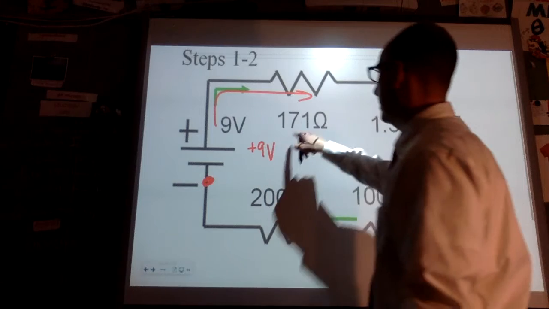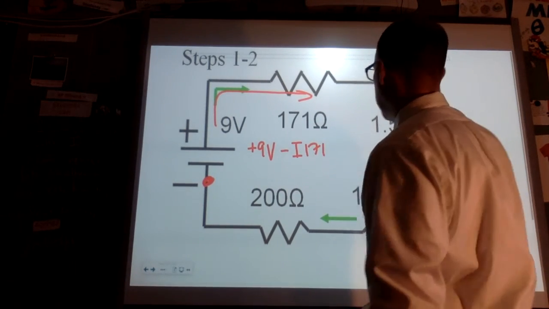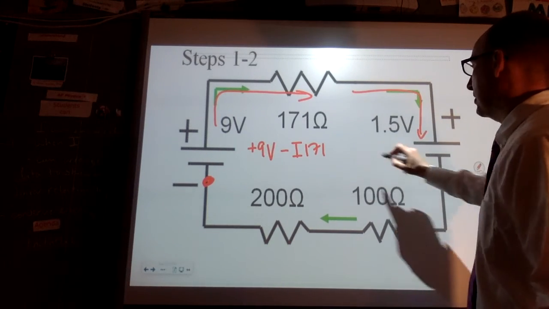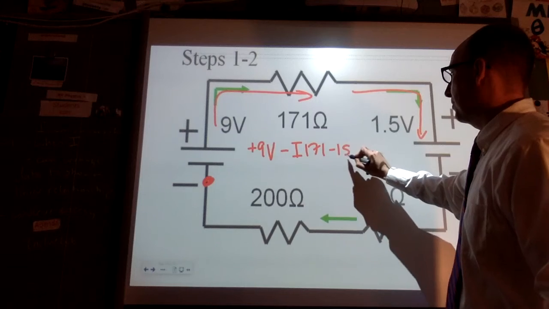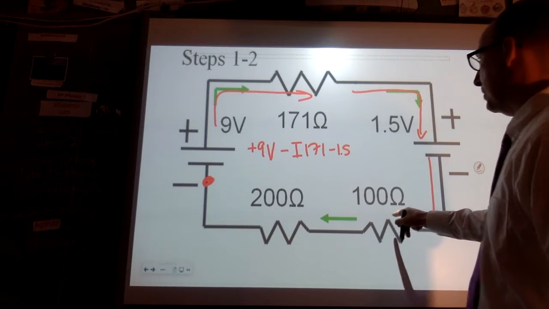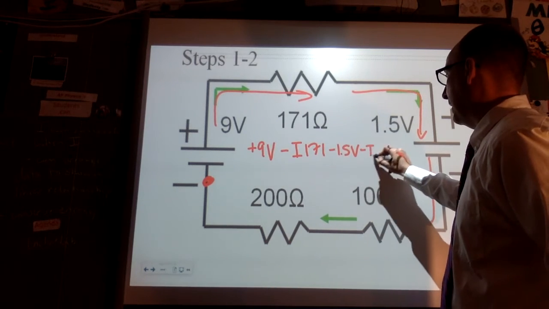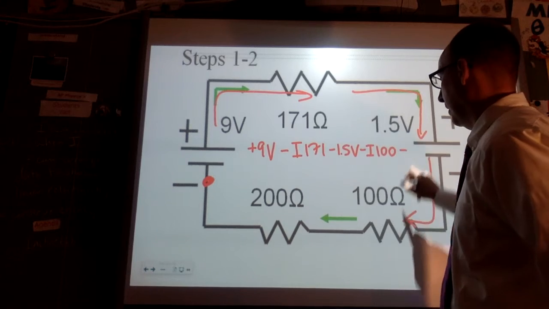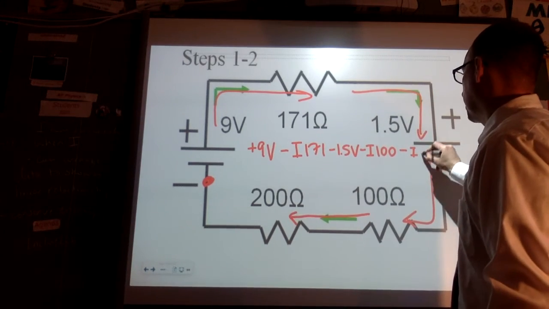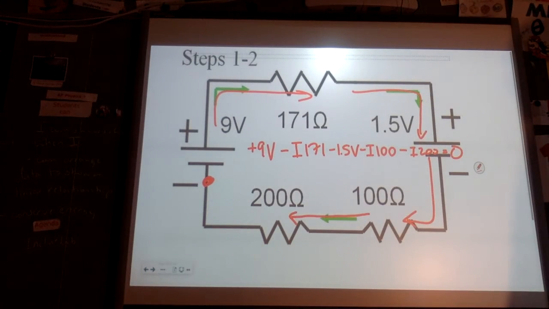I go across a resistor. I'm going to do minus I times 171. Now I'm going backwards across a battery, so I'm going to do minus 1.5. Then I'm going across a resistor, minus I times 100. And then finally going across the second resistor, which is going to be minus I times 200, and that's going to be equal to 0.